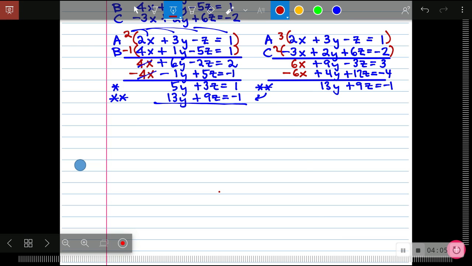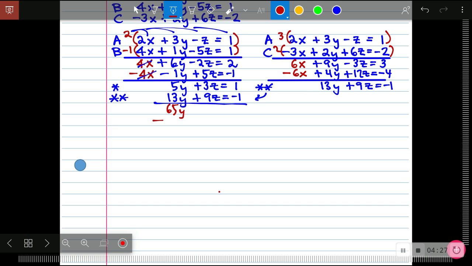The least common multiple of 5 and 13 is 5 times 13. That would be 165, I think, but maybe not. Let's see, 13 times 5. Oops, I'm wrong. It's 65. Okay, our goal is to get 65y here.